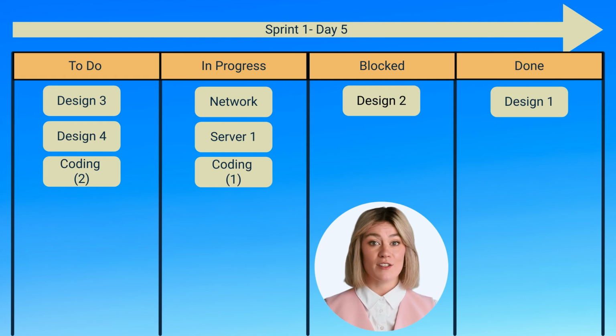A Kanban focuses on limiting work in progress and reducing bottlenecks. It's a great way to provide visibility of the workflow.